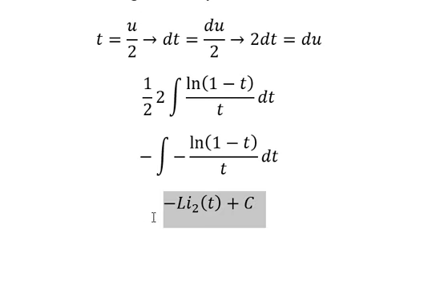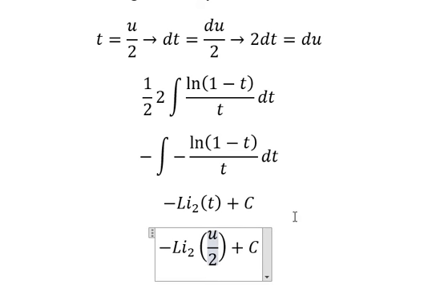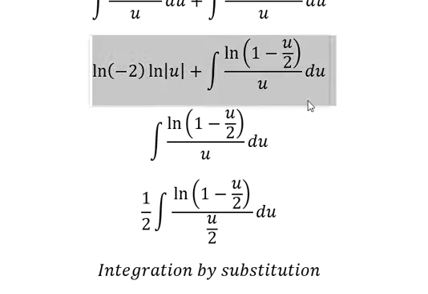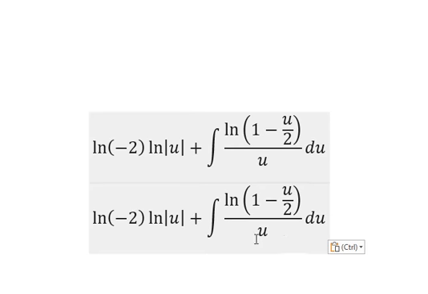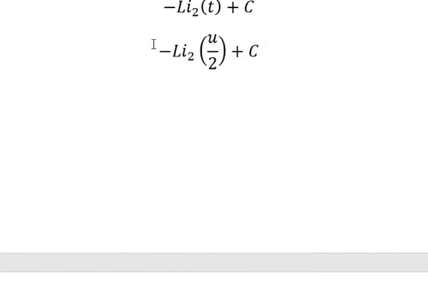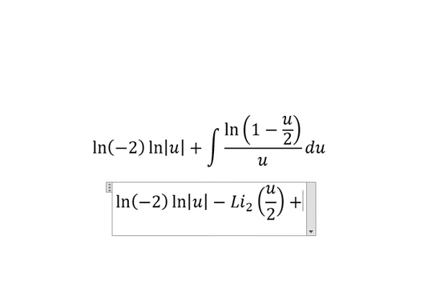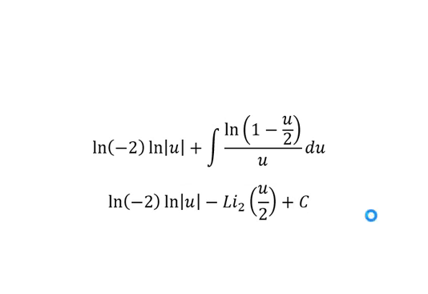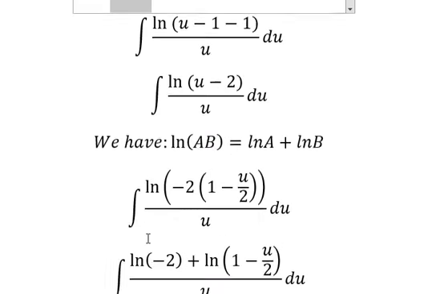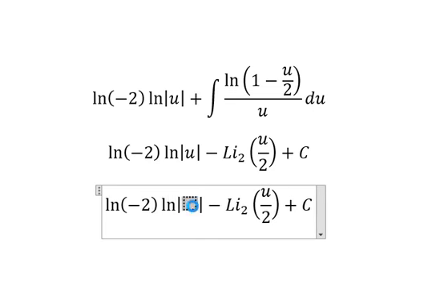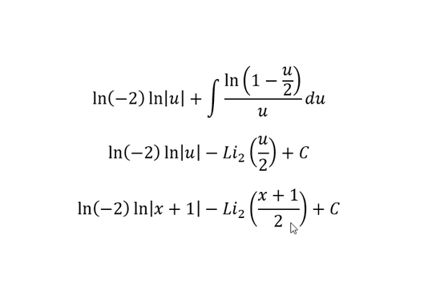Next, t is u over 2. So we go back in here. So the integration of this one is this one. And I will put C. About u, that is this one. And this is the final answer.